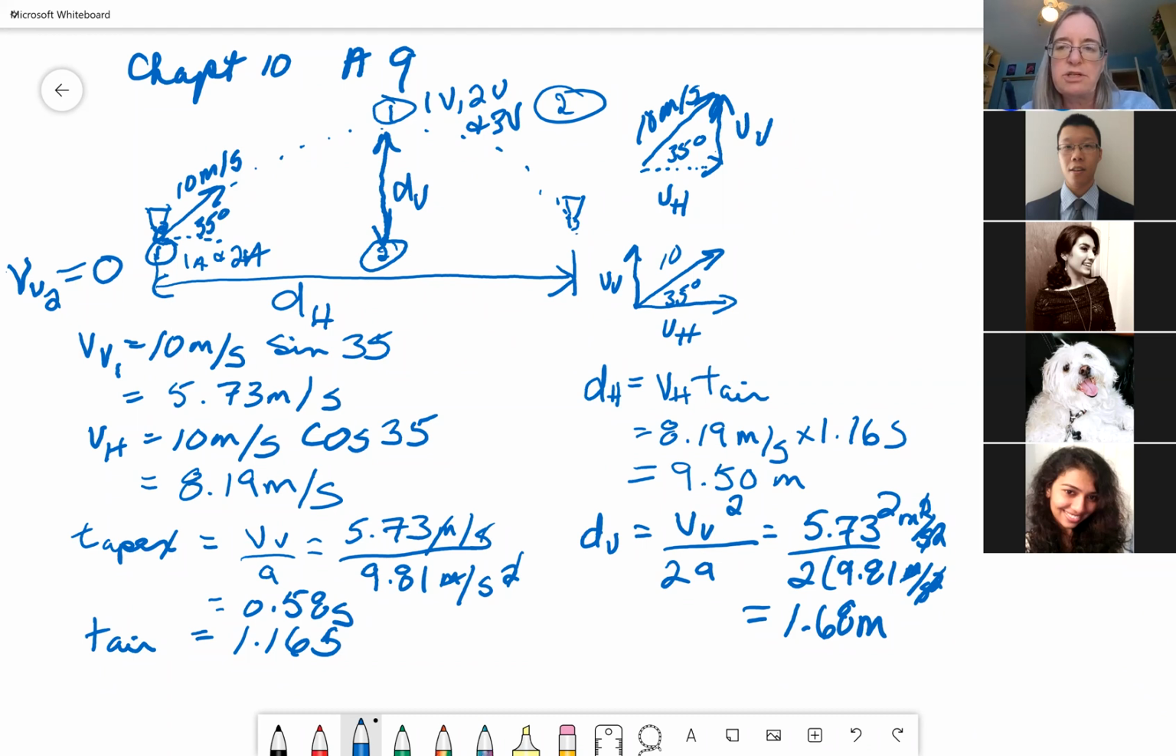What happens with projection height not equal to 0 is we have to look at what happens in the first part from takeoff up to the apex, and then what happens from the apex down as two separate things. So we would find the time to the apex. Let's say I know that it takes off at 10 meters per second at 35 degrees, which means the vertical velocity at time 1 is 5.73 meters per second.